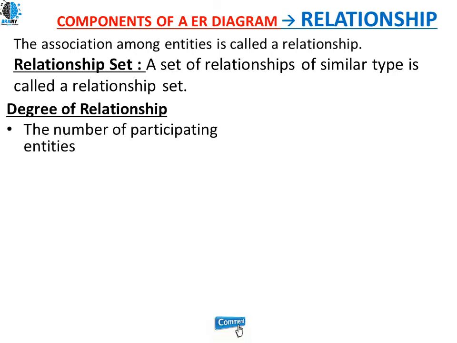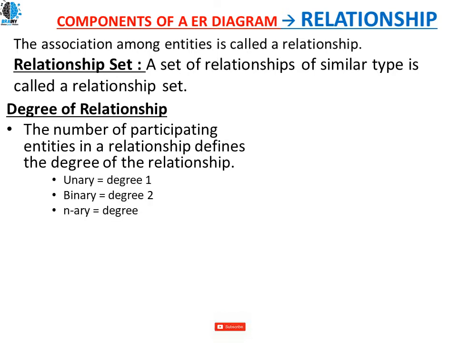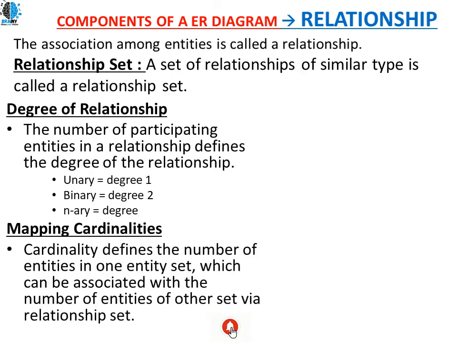Next we have the degree of relationship. The number of participating entities in a relationship defines the degree of relationship, such as unary, binary, and n-ary. Unary means only one entity will be there in the relation. Binary means two entities will be there in a relation. N-ary means more than two, that is three or four entities will be there in a relationship.